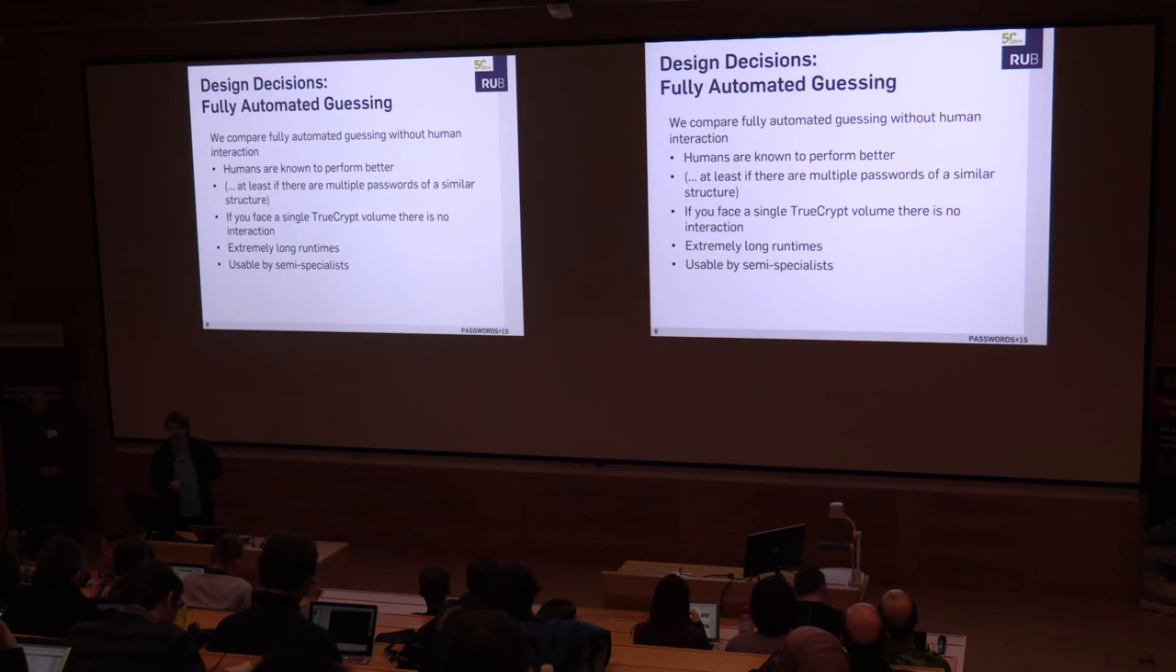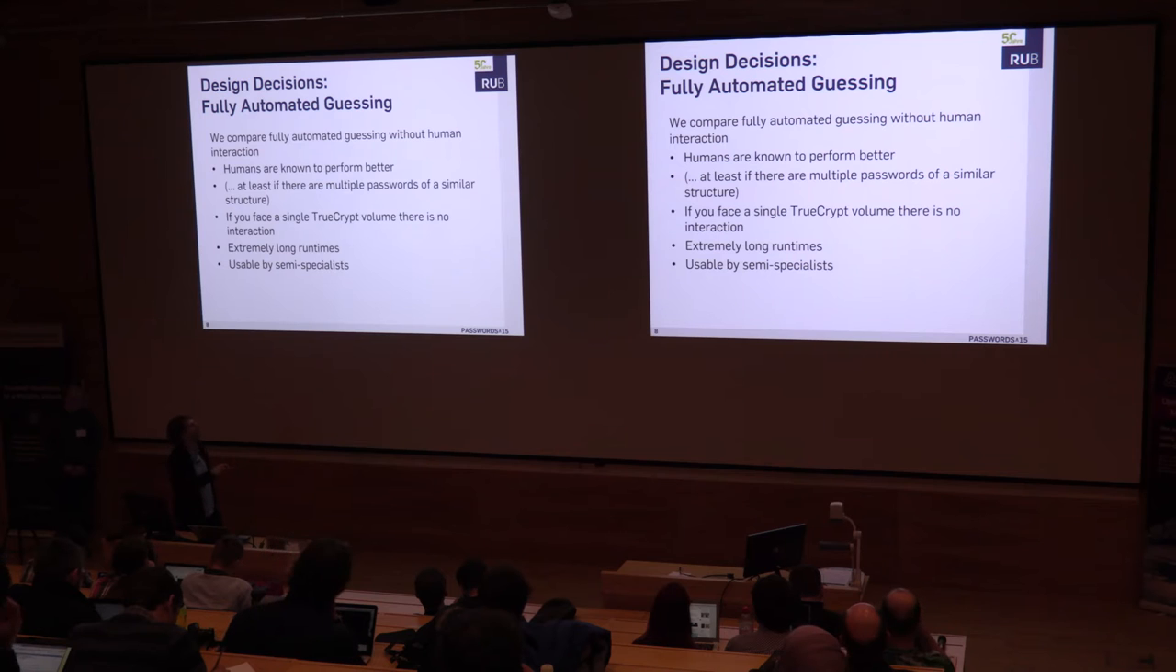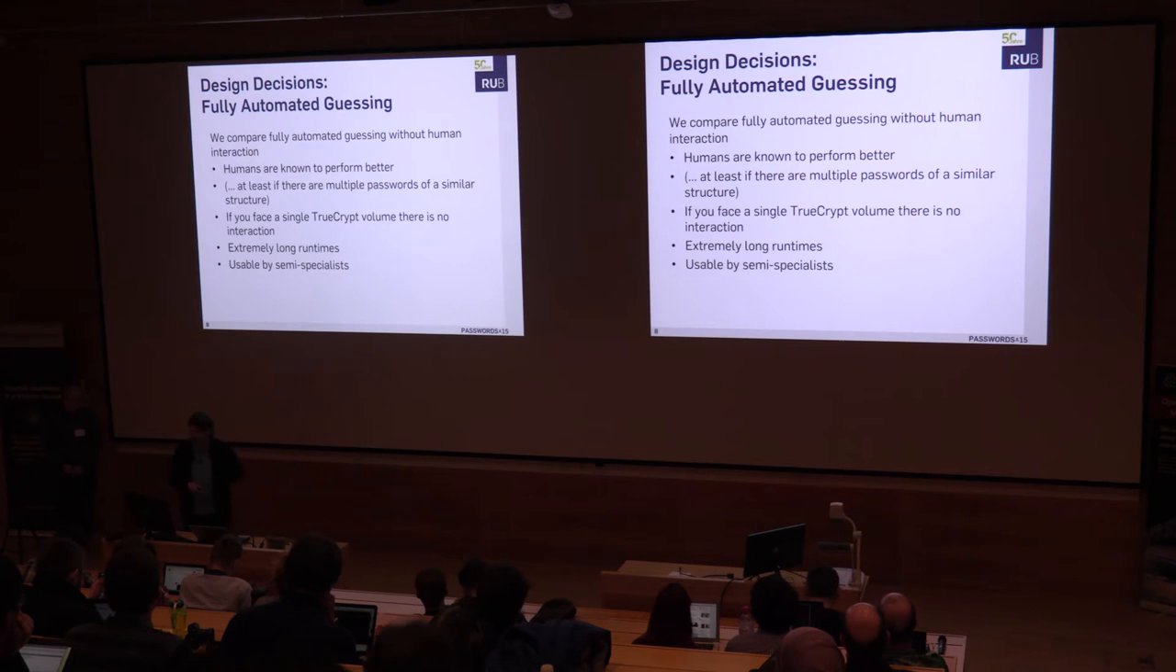Second decision that may meet objections, we are concentrating on fully automated guessing. So we are purposefully not considering the fact that humans in the loop are definitely helping in improving the guessing performance. There are papers from this year, I forgot the conference, USENIX, I believe, that actually measured that. What everybody knew, they measured it and they showed, yes, a human can do better.